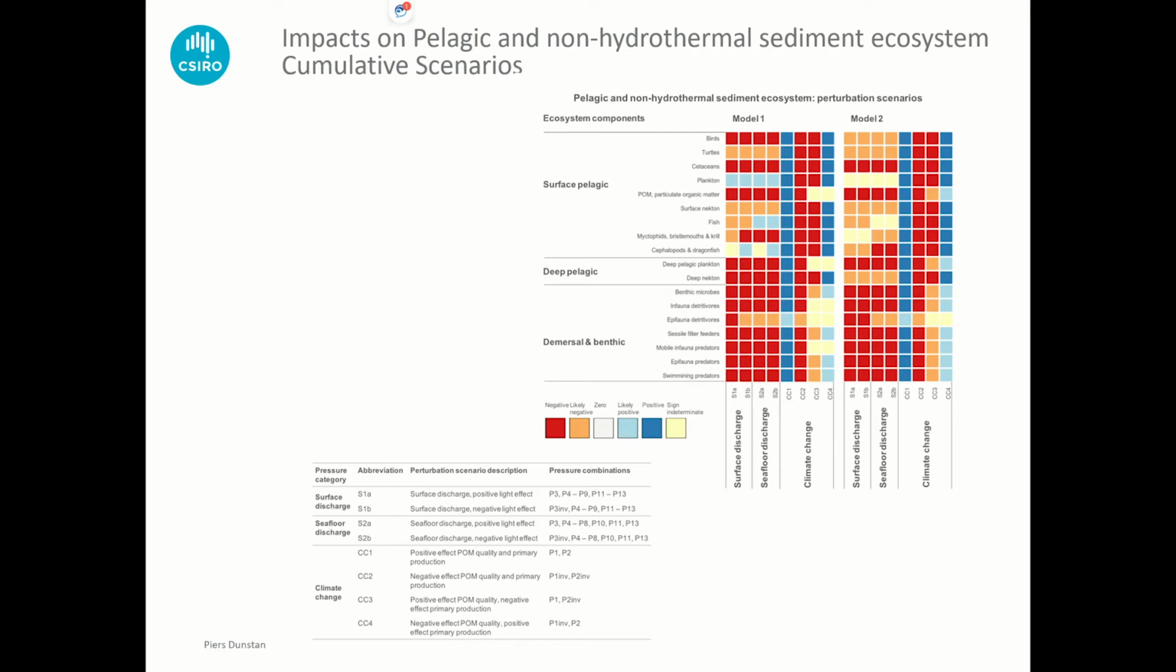With the exception of some of the climate change scenarios, where there's just a general increase in primary productivity, once you start adding multiple pressures into the system, even though individually perhaps one of them didn't have a significant effect by itself, adding those multiple pressures can end up driving a significant impact on the entire system.